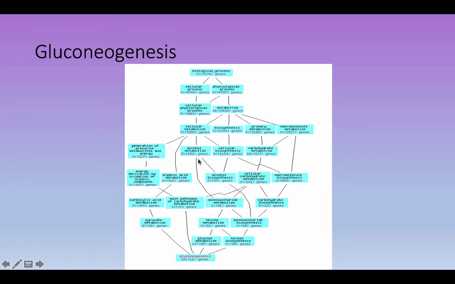We could be looking at alcohol metabolism. We could be looking at carbohydrate metabolism. We could be looking at the generation of precursors for metabolites or energies, right? We could be thinking about these from carbohydrate biosynthesis or carboxylic acid metabolism, right? So there are different ways that we can track all the way down to this very specific biological process of gluconeogenesis.